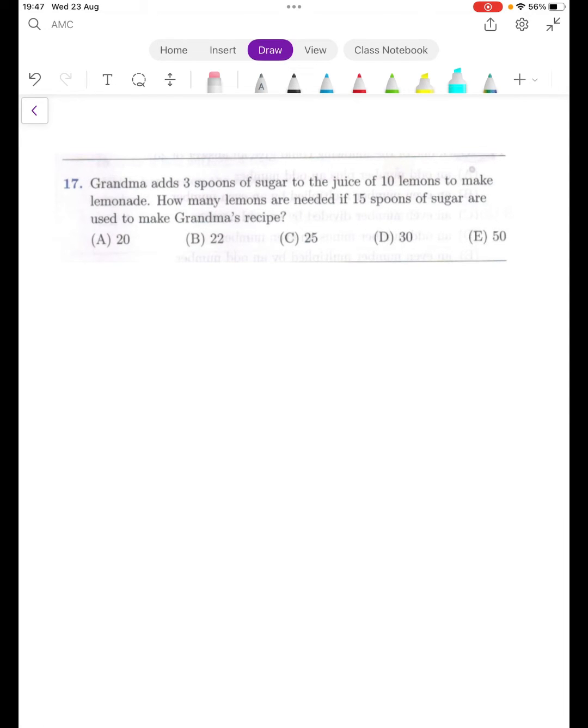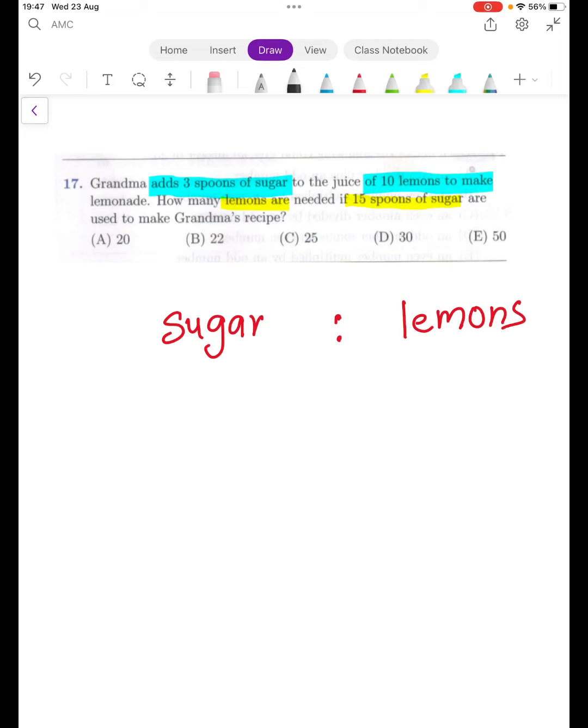Let's look at the next question. Grandma adds 3 spoons of sugar to the juice of 10 lemons to make lemonade. So for every 10 lemons, she has to add 3 spoons of sugar. How many lemons are needed if 15 spoons of sugar are used? So let me work it out. So this is sugar to lemons. So if she uses 3 spoons of sugar, she has to use 10 lemons.